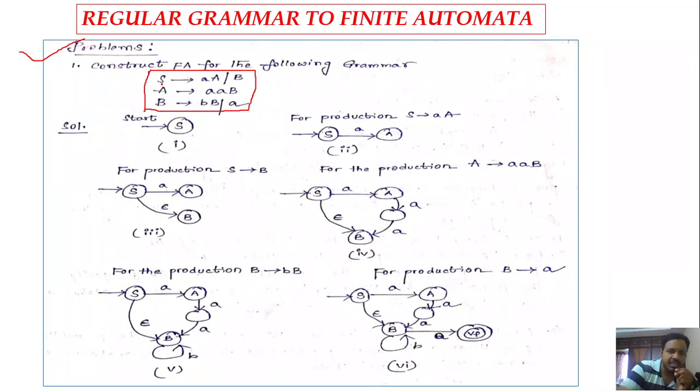So what is step number 1? Step number 1 is to identify the start symbol in your grammar. So what is the start symbol in your grammar? S. So make the S a start state in your finite automata. So that is step number 1: identify the start symbol in the grammar, which is nothing but S. So consider that S as a start state in your finite automata. Done. Next, consider each production, and for each production construct the states and transitions.